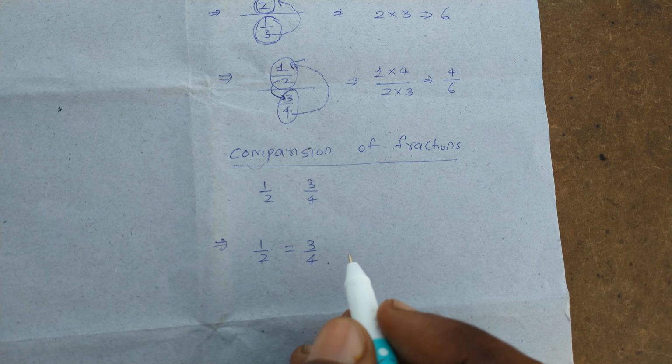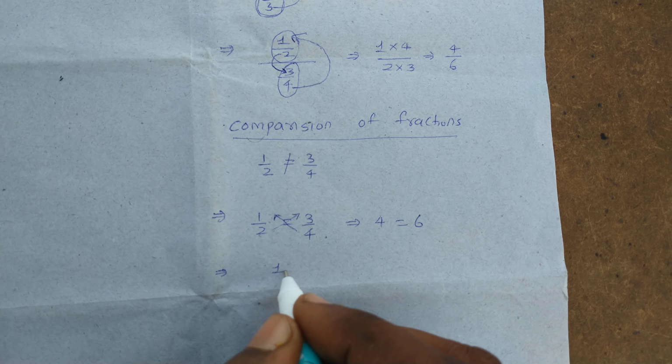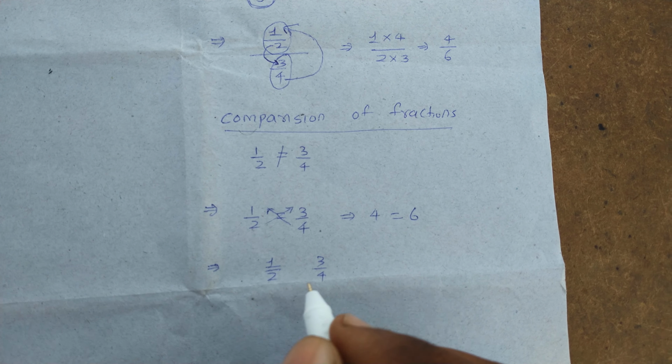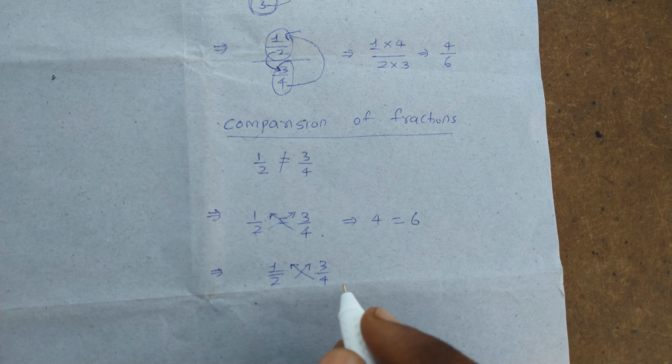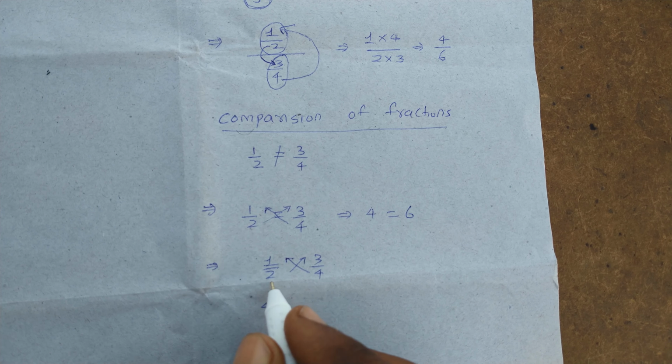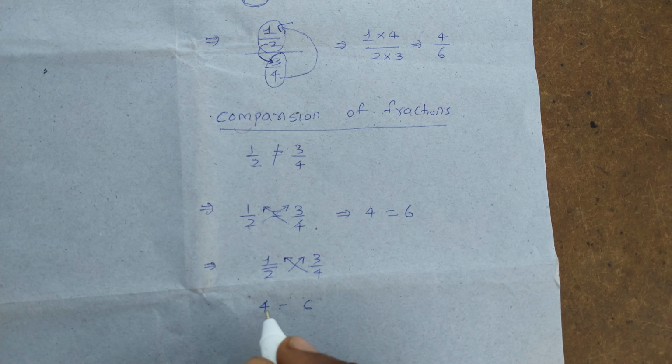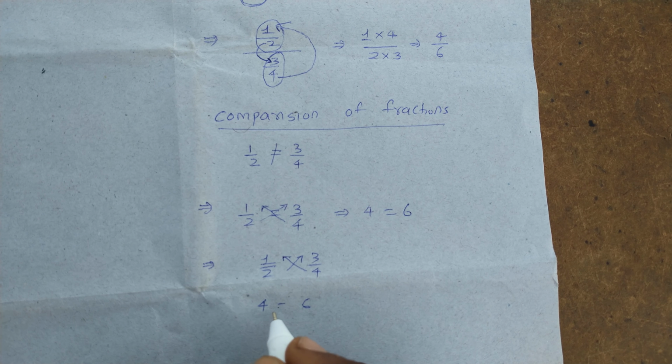Clear? Again, taking a similar example, 1 by 2 comma 3 by 4, I want to check which is greater, whether 1 by 2 is greater or 3 by 4 is greater. Here also you simply do cross multiplication. We got 4 on one side, and on the other side it is 6. Which is greater? We already know 6 is greater than 4. The 6 is on the side of 3 by 4. So 1 by 2 is less than 3 by 4.